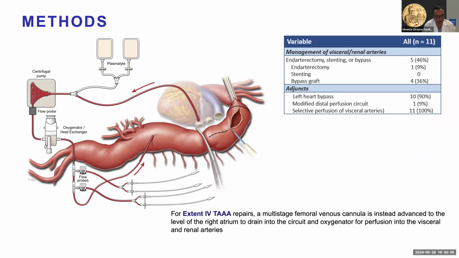This is the technique that we're using. As you can see here, it's pretty much the classic circuit of the left heart bypass connected to a centrifugal pump. We have flow probes, which allow us to independently measure the flow that goes to the kidneys. And we can also use the same technique to perfuse the celiac and SMA. I think the more organs we perfuse, the better, but this technique was specifically designed for the kidneys. But more and more, when we see the celiac and SMA in our way, we can always put cannulas to try to deliver some extra oxygen.